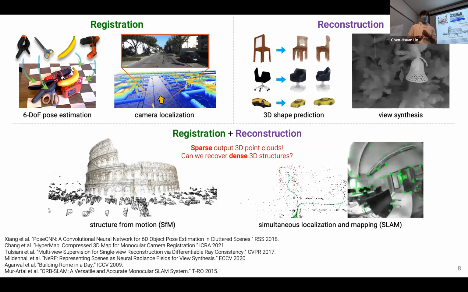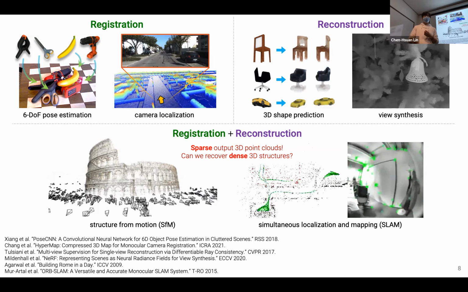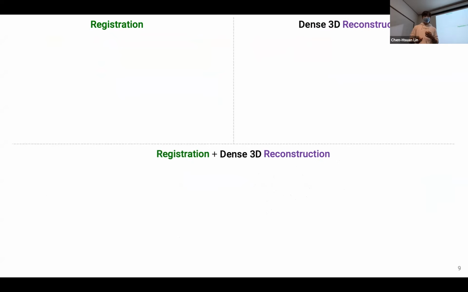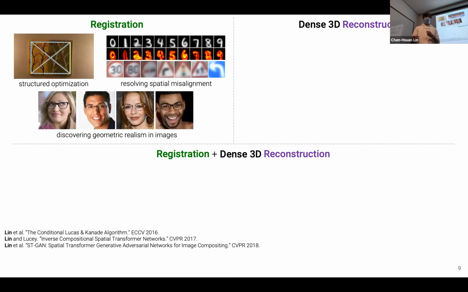So my research is more focused on how we can extract dense geometric 3D structures from images and videos. Just to give a very brief overview, my older works in my PhD have been more focused on dense image-based registration, or direct registration, in different aspects, such as structured optimization or using registration for downstream discriminative tasks, or in a general setting.